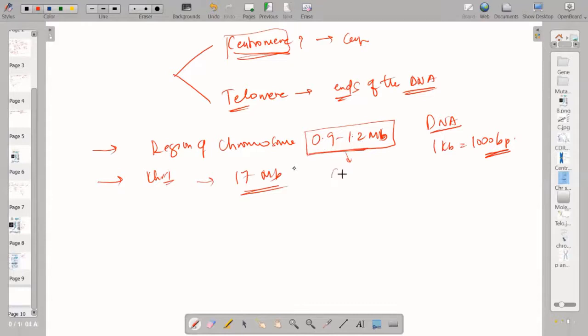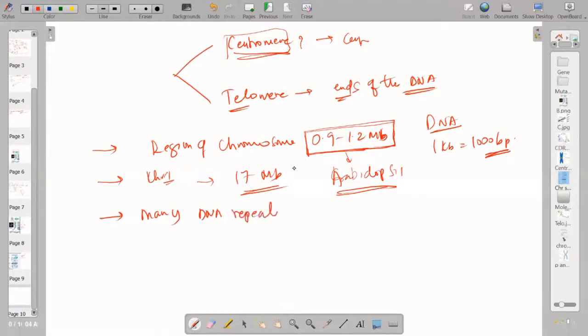This was studied in Arabidopsis, not in human beings. The centromere region is extensively studied in Arabidopsis. And in Arabidopsis, people found that the centromere region is around 0.9 to 1.2 MB, and this centromere region has many DNA repeats.